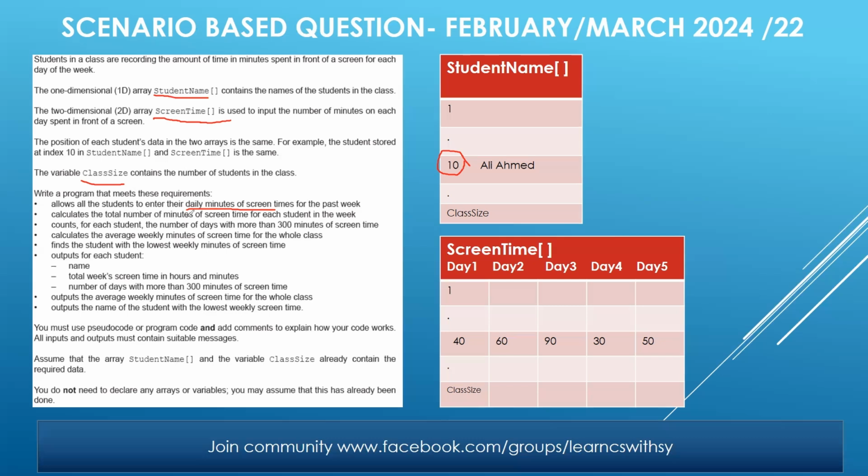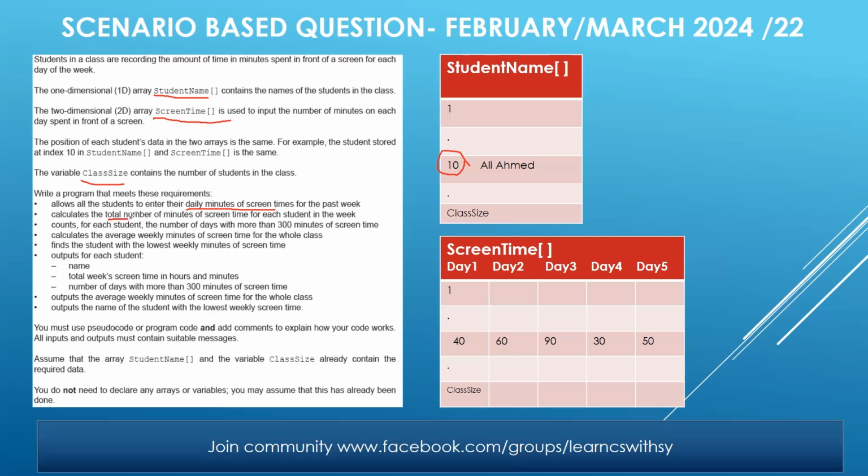Calculates the total number of minutes of screen time for each student in the week. Now, this is very important. You have total class size as class size. Maybe assume, for example, if I say 30. It means that for 30 students, each student will be recording his daily time for the whole week, all the days that he's spending on screen.